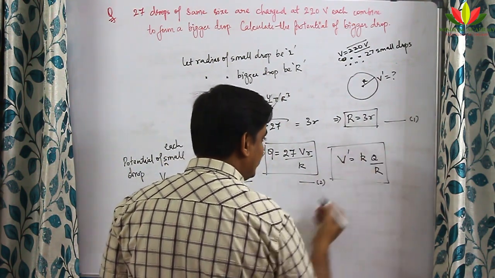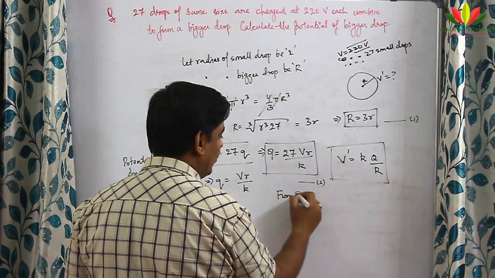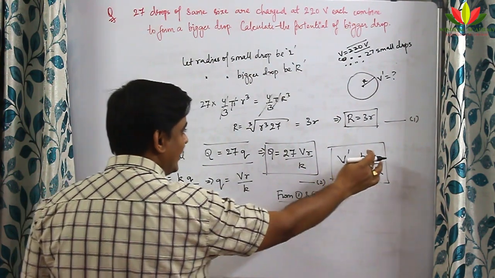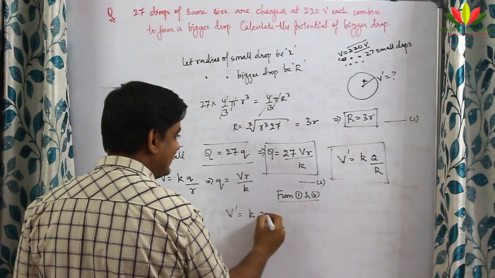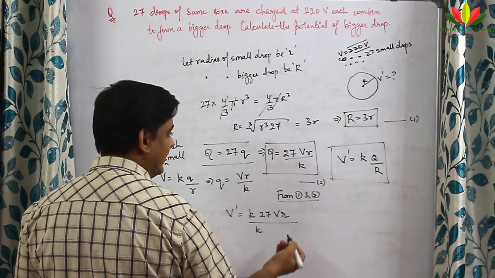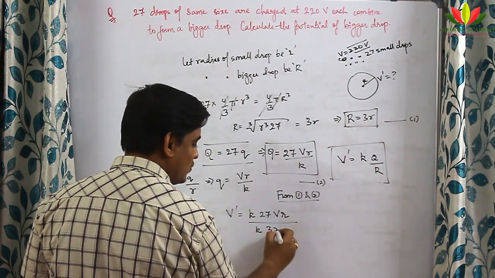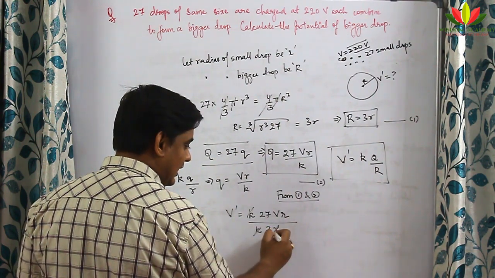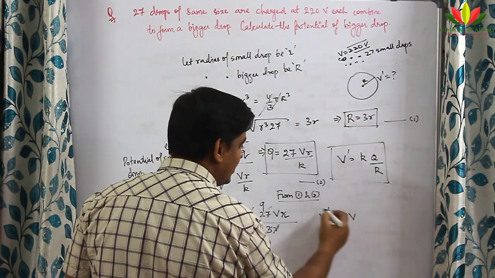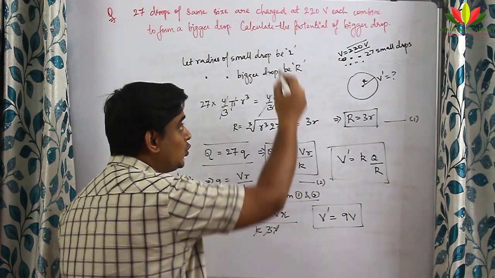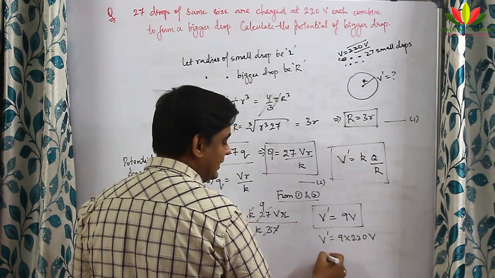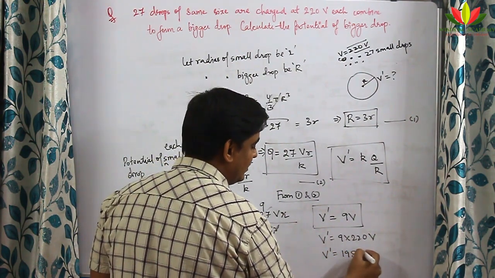So, from 1 and 2 we can write V dash is equal to K into capital Q. Capital Q is here 27 into V into r by K, and what is R? R is 3r, 3 into r. K gets cancelled, r gets cancelled, this becomes 9 times. So we get new voltage will be 9 times the old voltage. So what is the old voltage? 220 volt. So V dash will be equal to 9 times of 220 volt. That will be equal to 1980 volt.